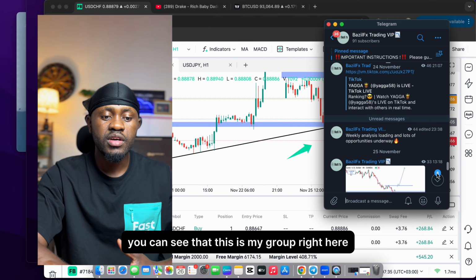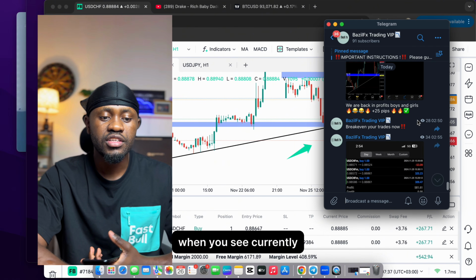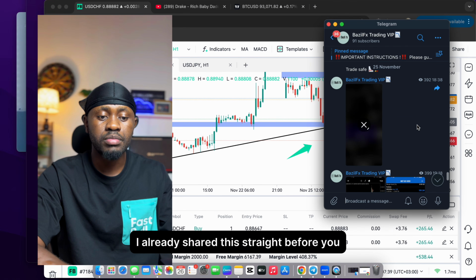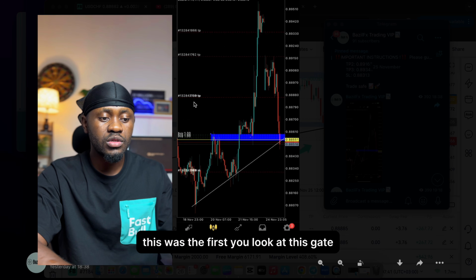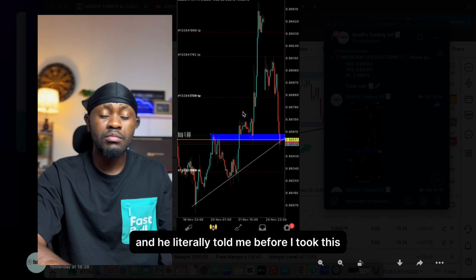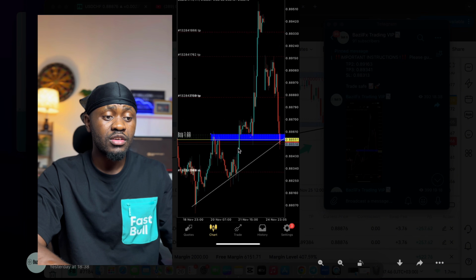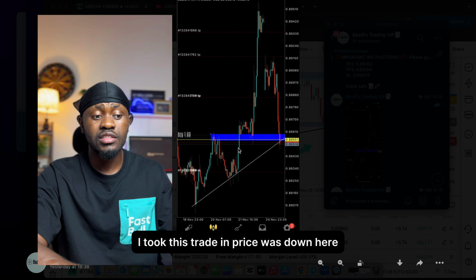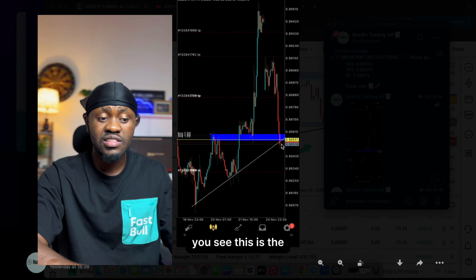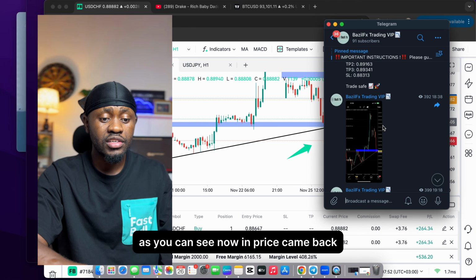So you can see that this is my VIP group right here. When you see currently here, I already shared this trade before it played out. So this was the first. You look at this, guys. I literally told them before I took this trade, as you can see. So I took this trade when price was down here. You see, this is the same entry, guys. You can see.